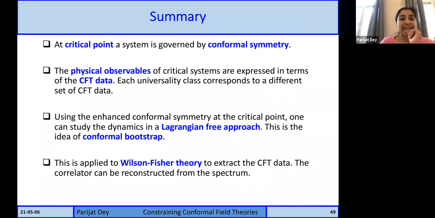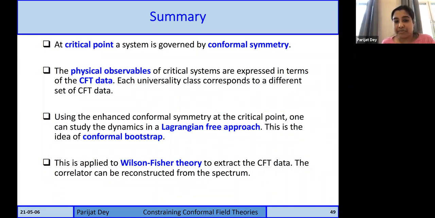So let me summarize now. We have shown how a critical point system is governed by conformal symmetry, and the physical observables of the critical systems are expressed in terms of the CFT data, which is the spectrum and the OPE coefficients. And each universality class corresponds to a different set of CFT data.